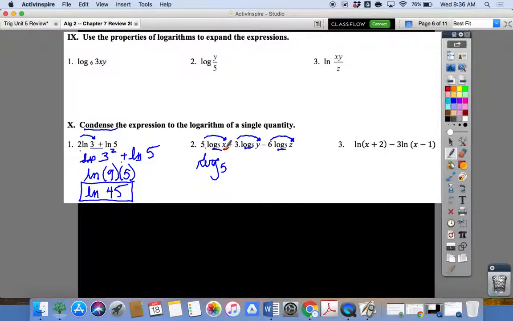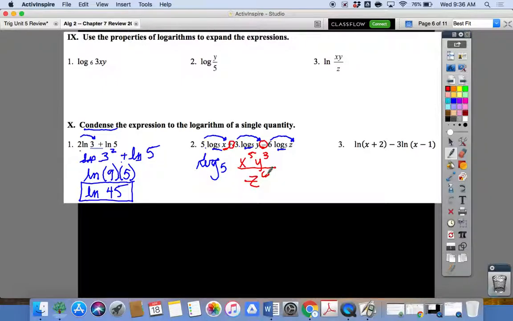So we need the x with its power. So x to the 5th. He was positive, so he's going to be in the top. See, this is positive, so he's going to be in the top. That's y to the 3rd. This one has a negative. That puts him in the bottom. So z to the 6th is down at the bottom.